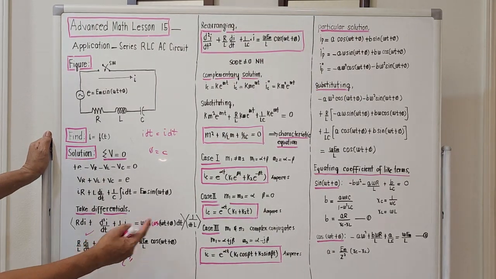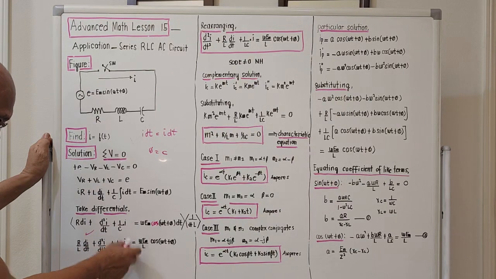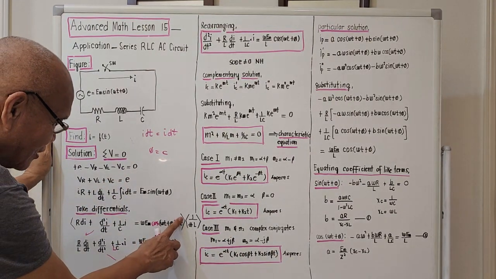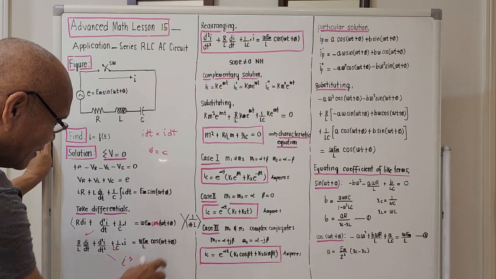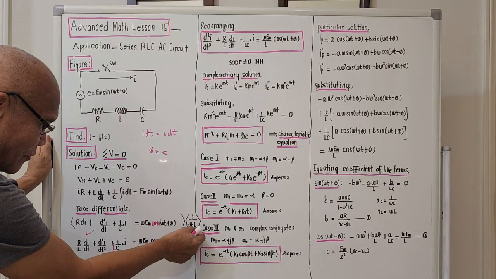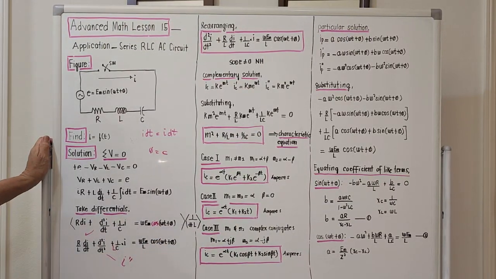The third part on the left should be 1 over LC times I. I put only C a while ago. That's the syntax error. 1 over LC times I equal to, for the right hand side, this dt will vanish, right? So it will be omega E sub m over L times the cosine of omega t plus angle phi.